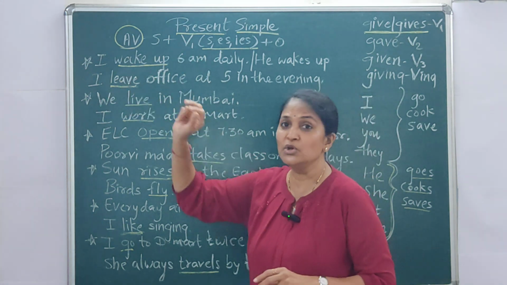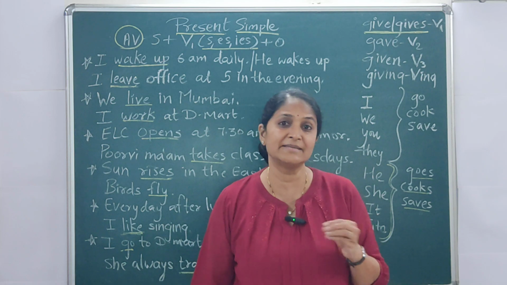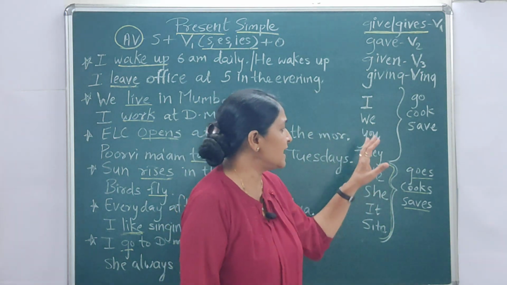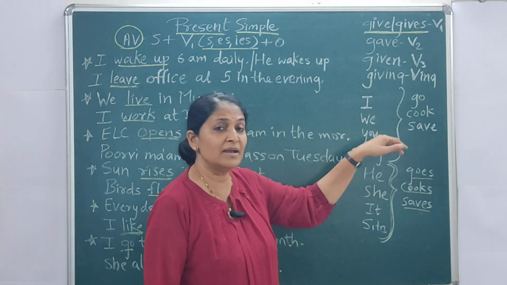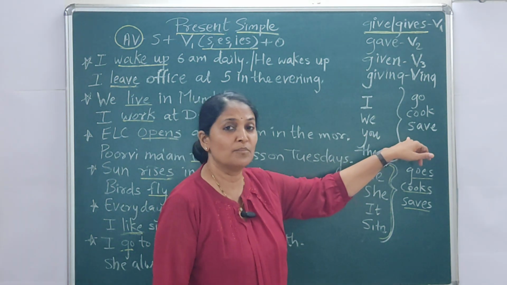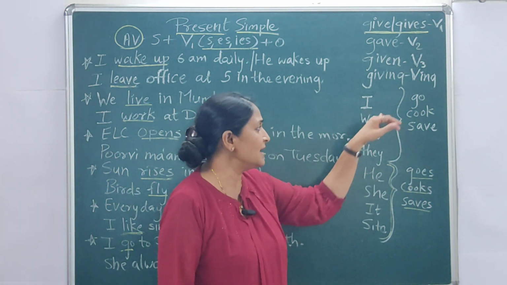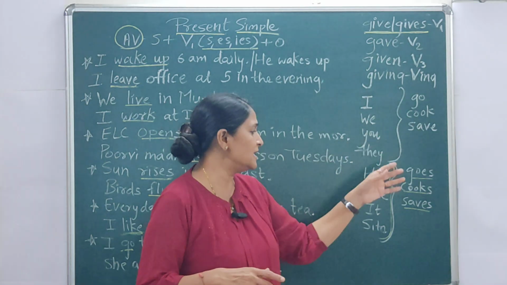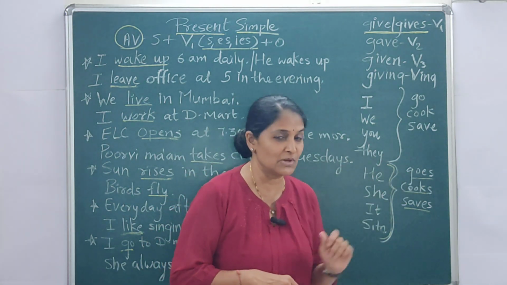Yes, I and you is singular, right? But with that, you use base form. You don't write S or ES. So this is a mistake that you need to take care of. So when I say singular, I and you is also singular. But with I and you use base form. You never write S or ES. So that you need to keep in mind. I, you, we, they and plural use base form. He, she, it and singular subject you use S or ES with the verb.